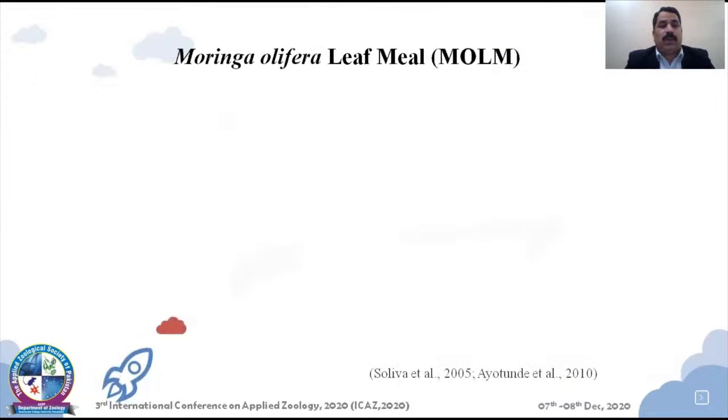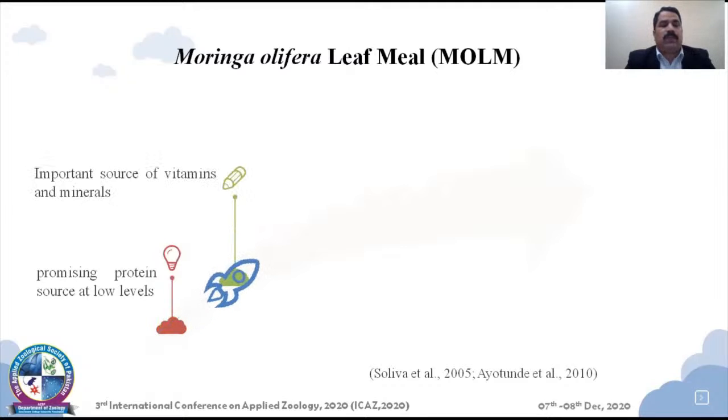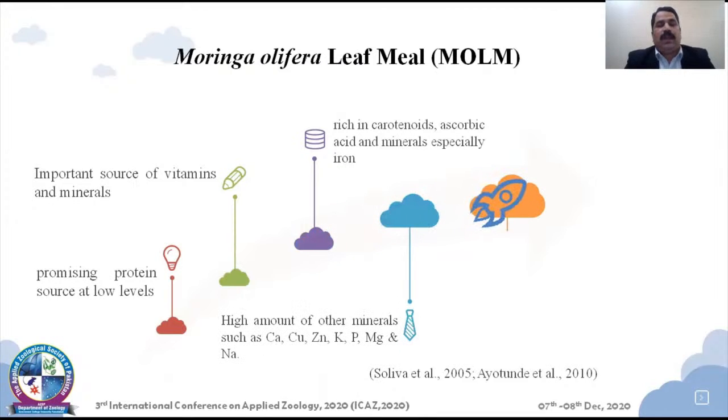And when we talk about Moringa oleifera leaf meal, it is a highly promising protein source at low inclusion level. It is an important source of vitamins and minerals in fish feed. It is also rich in carotenoids, ascorbic acid, and minerals, especially iron, which is very useful for fish health. It has high amounts of other minerals such as calcium, copper, zinc, potassium, phosphorus, magnesium, and sodium. And it has a crude protein value of 25 to 32%, which is very suitable to formulate fish feeds.